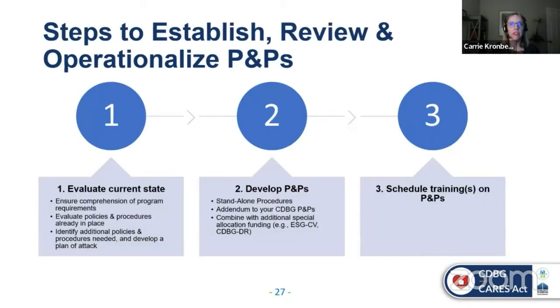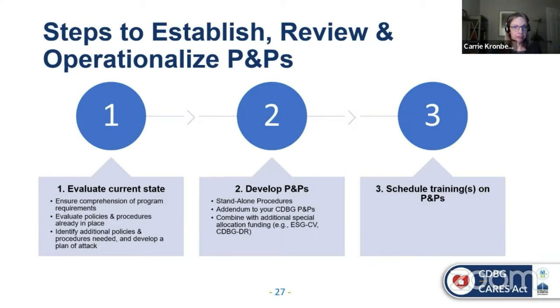Okay, so that's what HUD is looking for when they monitor you generally. And we'll dig into some of these related to CDBG-CV a little bit more. But before we do that, what are the steps to go through to get where you need to go?